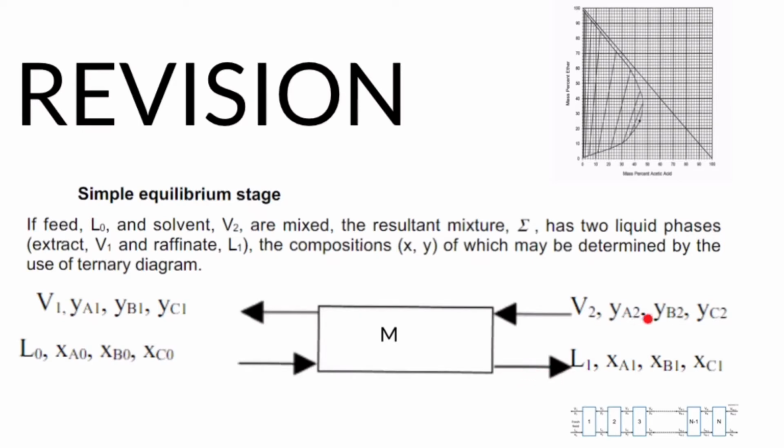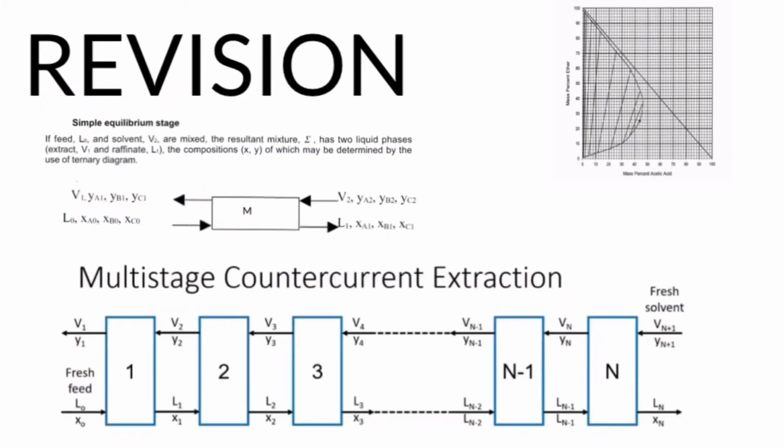The compositions Y and X may be determined by using a ternary diagram. The ternary diagram that you're going to see in this problem is this type of ternary diagram. Now, let's look at the multi-stage liquid-liquid extraction schematic diagram. We call this multi-stage because you have more than one stage in the process.